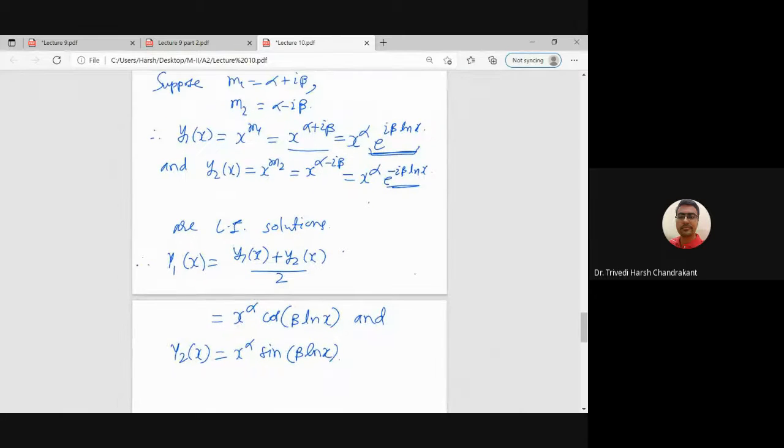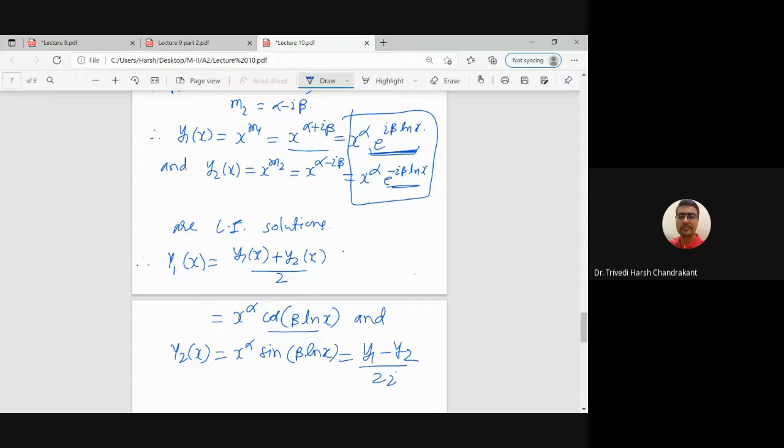So how did we get cosine theta? We have just added these two terms and divided by 2. So that means we know that e power i times number is cos beta log x plus i sine beta log x, and similarly the other term, and then we have used that. Okay. So we got y1 and y2. What is y2? y2 is essentially we are taking y1 minus y2 divided by 2i. Right, that is this.